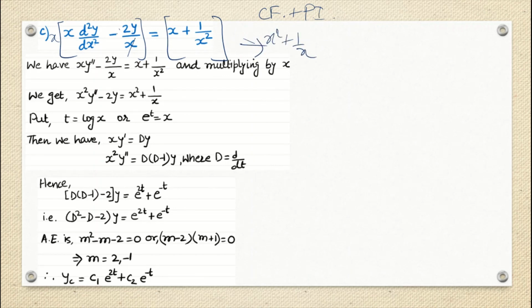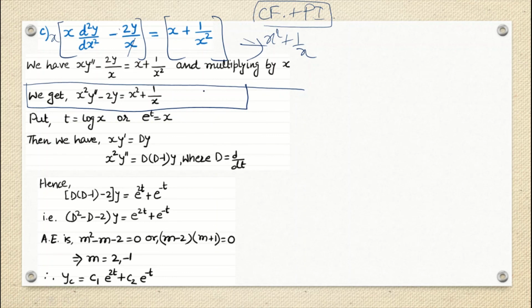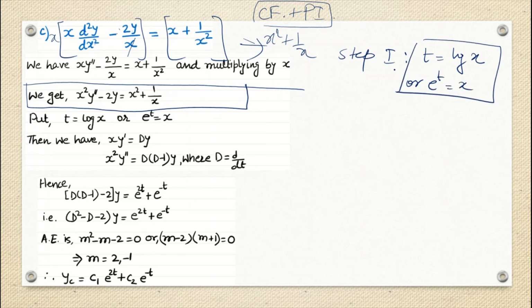So this is what we have got here, and this form is my Cauchy's homogeneous linear differential equation. So I have to actually use two additional steps to check that CF plus PI form. What is my first step? Step 1: I always have to do the same substitution. That means t equals log x, or I will say e to the power t is my x. Always I have to follow this step number 1.